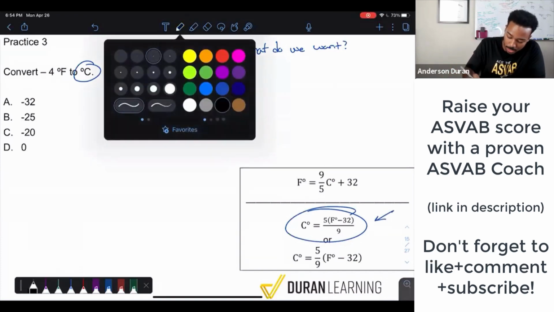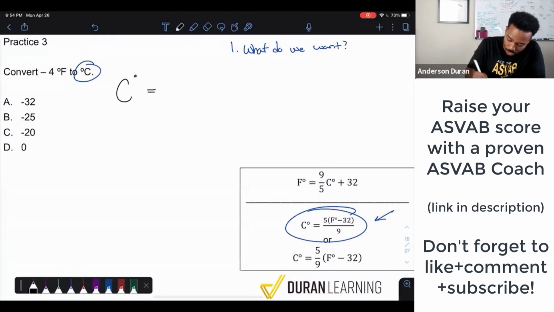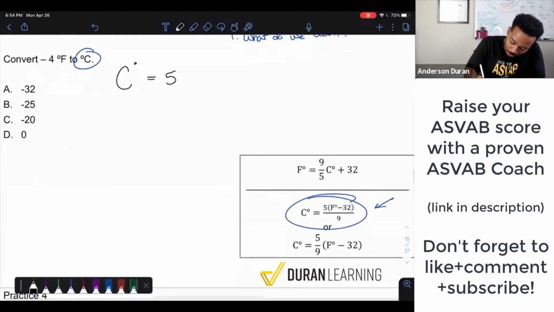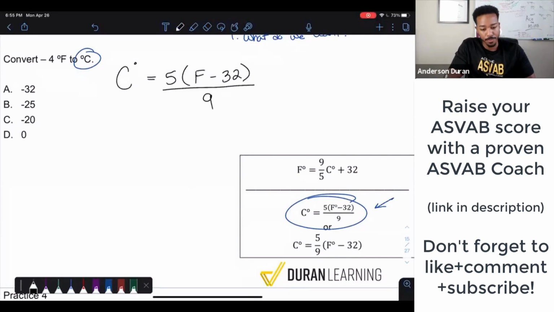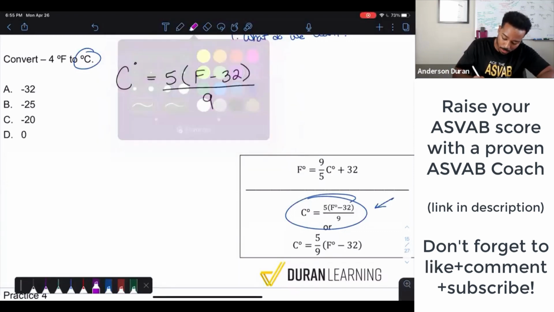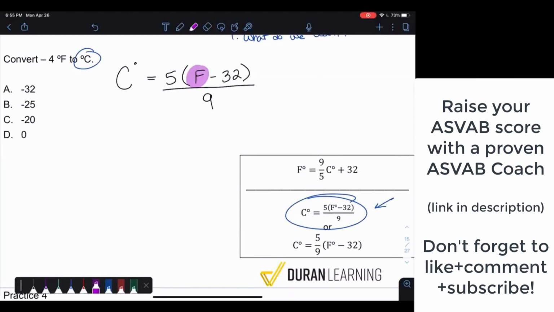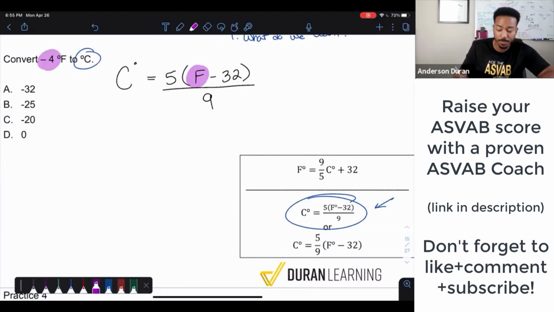So I'm gonna say, C equals, and then you just write the fraction out: 5 multiplied by the Fahrenheit minus 32, divide all of that by 9. Let's take it one step at a time here. What I'm gonna do now is plug in my degrees Fahrenheit right here. Everybody, what do I have for degrees Fahrenheit? -4. That's correct. We're going to plug that in, and then plug and chug, get our answer here.